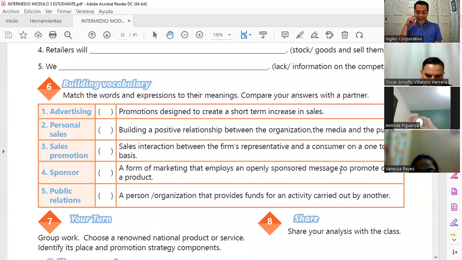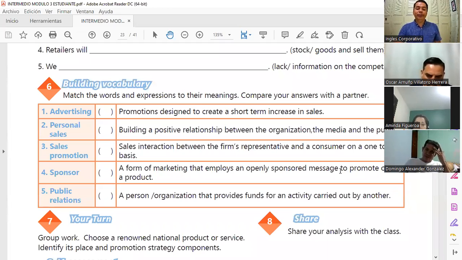Ok, entonces, ¿sería mañana o me dice cuándo? Puede, no tenga pena. Mañana, ok, good. Vanessa Noemí, ¿sí podría entonces? Yes. Yes, ok, good, thank you. Thank you very much, good.